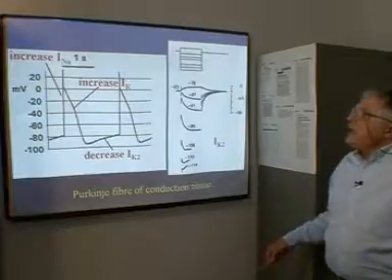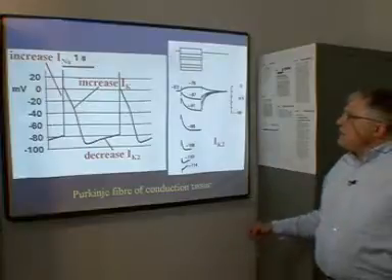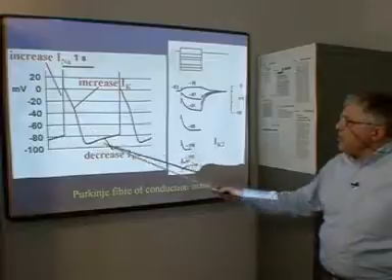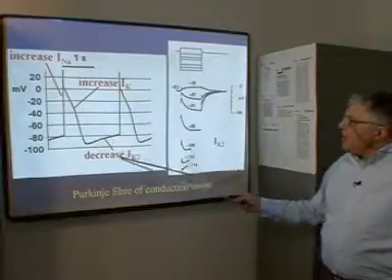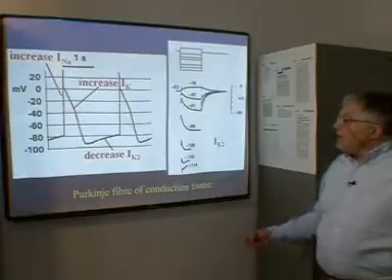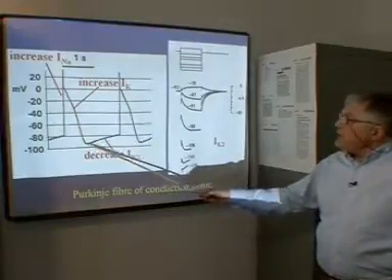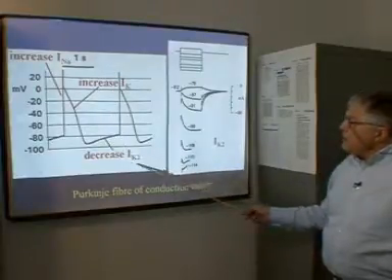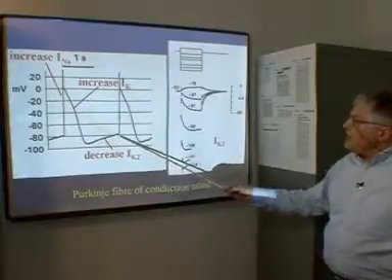Purkinje fibers also have a diastolic depolarization phase in the sense that they are capable of spontaneous activity. And when I was in Cambridge, I worked on the mechanism that was thought to be responsible for this phase. This was the IK2 current, the so-called pacemaker current, and it was believed that this diastolic depolarization depended on a decrease of the IK2 current during diastole.